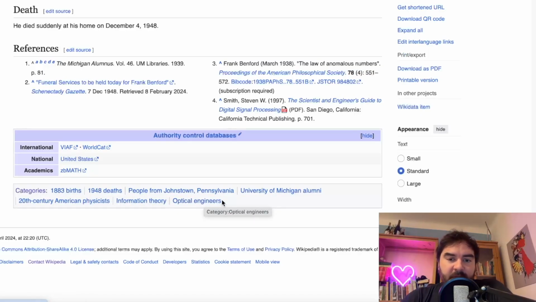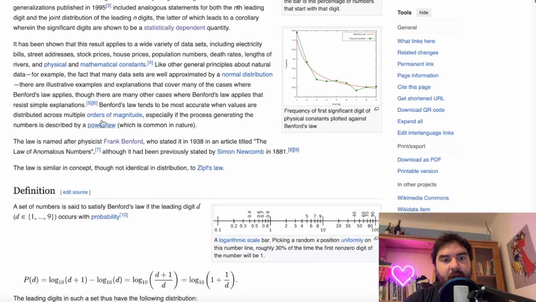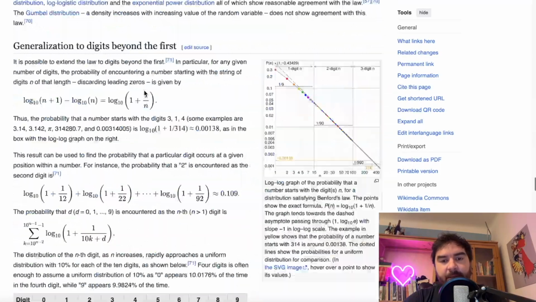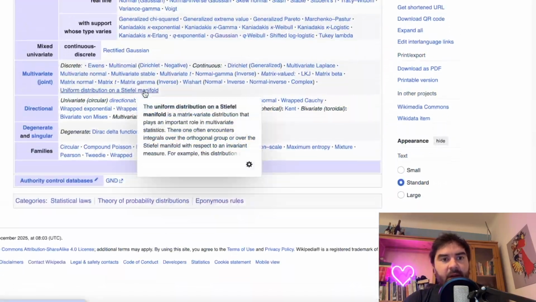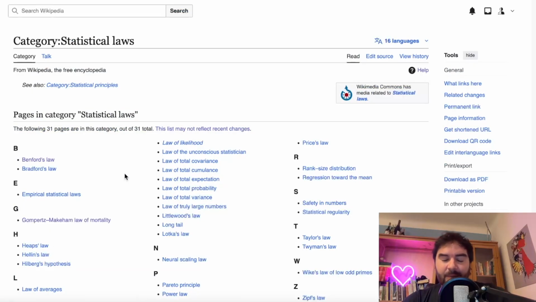So, for example, we see that Frank Benford, the creator, inventor of Benford's law, is in the category optical engineers, and a category for people who died in 1948 and so on. If we go back to Benford's law and scroll down, then we will see Benford's law is in the statistical laws category, probability distribution category. If I click statistical laws, then we come to another page.